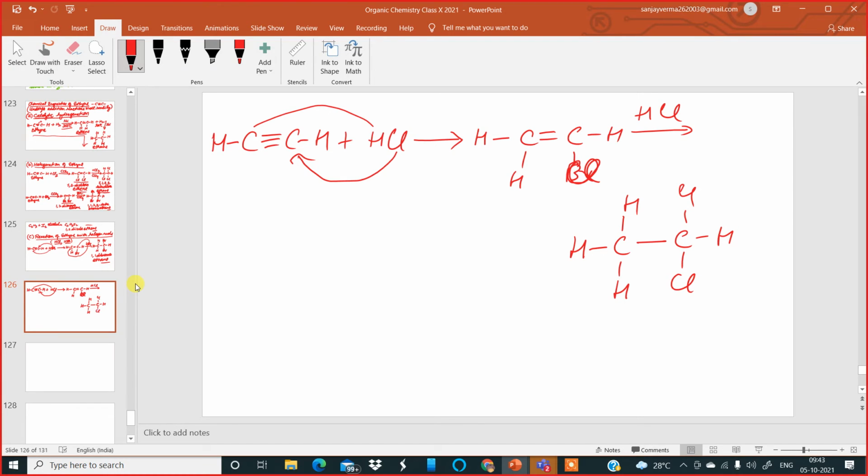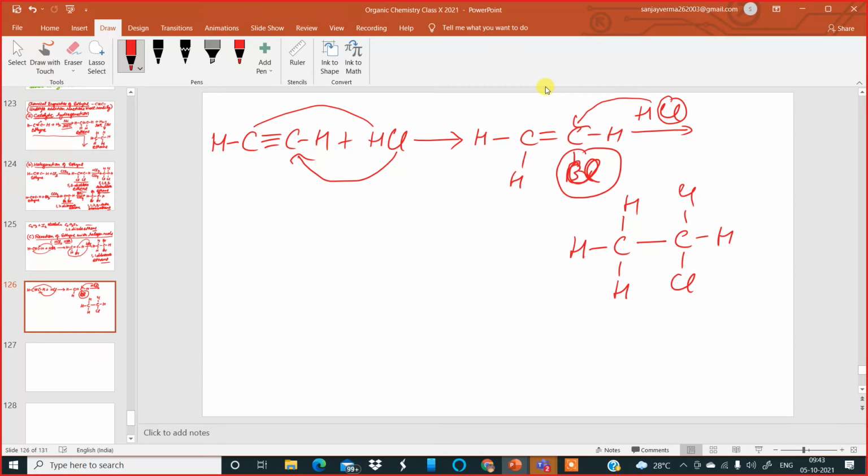Note that over here, this chlorine is attaching to that carbon containing the chlorine only, because of a certain rule which you'll be learning in class 11 only. The rule is called Markovnikov's rule. Okay. So we learn about that rule in class 11 in detail. So the chlorine goes to that carbon containing the chlorine, and the hydrogen goes to that carbon containing the hydrogens. Okay, and the double bond breaks into a single bond.